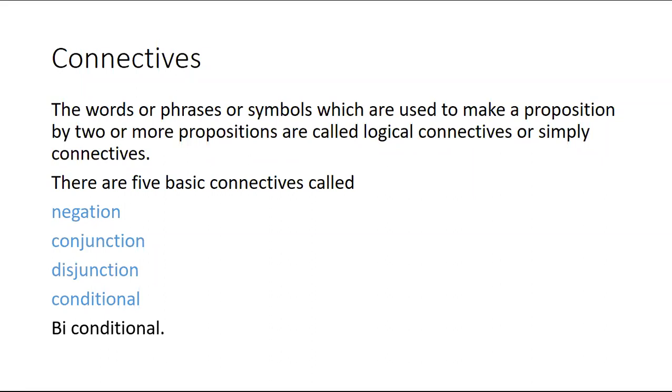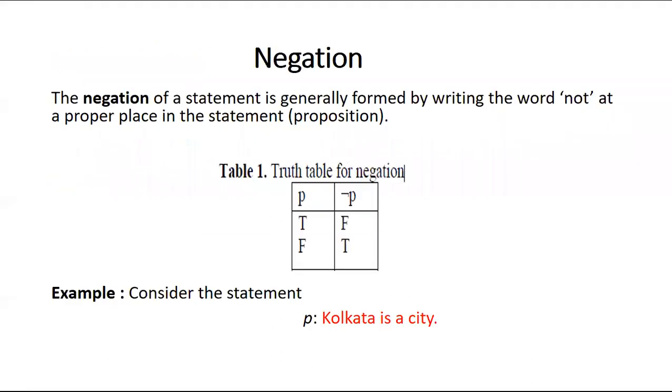First we go with the negation. Negation means not. The negation of a statement is generally formed by writing the word not at the proper place in the statement. The truth table for the negation: if P is true, negation P is false. If P is false, negation P is true.